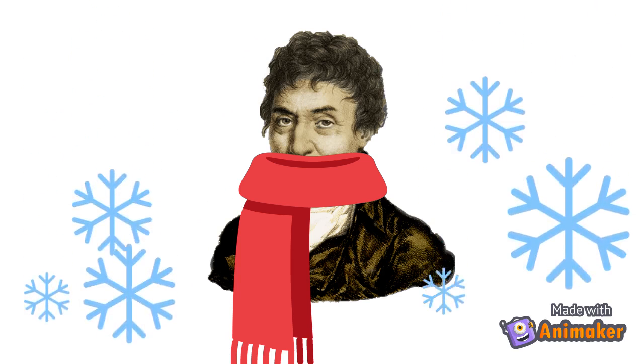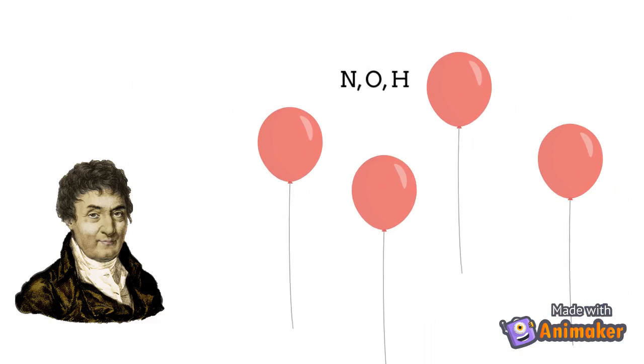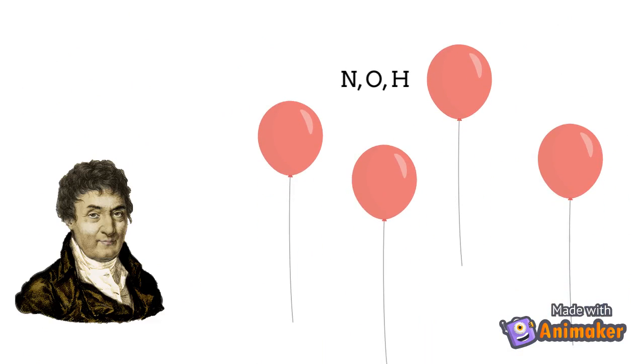Then suddenly, winter came during 1877, where he started to experiment on balloons filled with nitrogen, oxygen, and hydrogen, then found out that they got smaller and smaller when exposed to cold temperature.